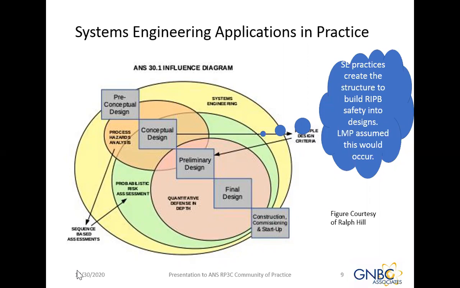Systems engineering practices create the structure to build risk-informed, performance-based safety into designs as opposed to prescriptions. LMP assumed that this would occur somehow. The point of somehow is that the design control practices are the purview of the developers, and LMP intentionally left the flexibility of how to do it well up to the people who apply the LMP methodology to a specific design. So there's a limitation in the amount of information in the guidance so that it's not prescriptive.